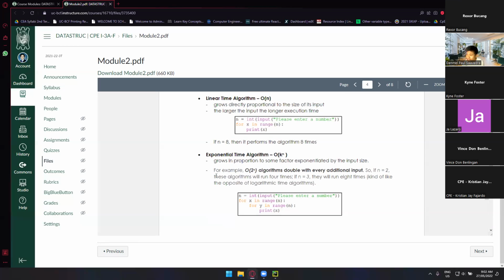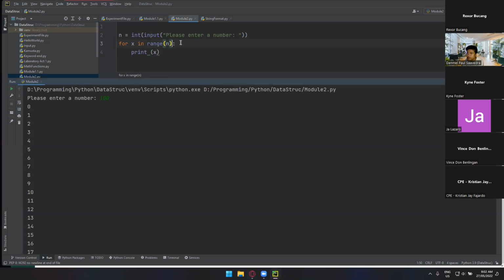So we also have exponential time. This is another algorithm or formula. This one also grows in proportion to some factor exponentiated by the input size. So for example, in big O notation 2 raised to n, the algorithm doubles with every additional input. So if n is equal to 2, then this algorithm will run 4 times. If n is equal to 3, then this will run 8 times. So it's kind of like the opposite of logarithmic time algorithms. So let's try this one out.